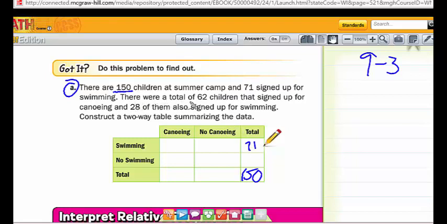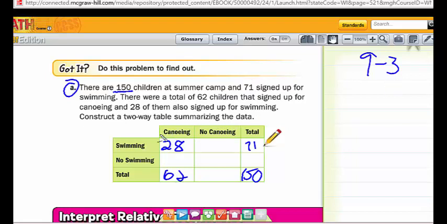There were a total of 62 children that signed up for canoeing. So your canoeing total is 62 right down here. And 28 of them, so 28 of the canoers, also signed up for swimming. So canoeing and swimming meets right here, and that number needs to be 28. And then it just asks us to basically complete the table.